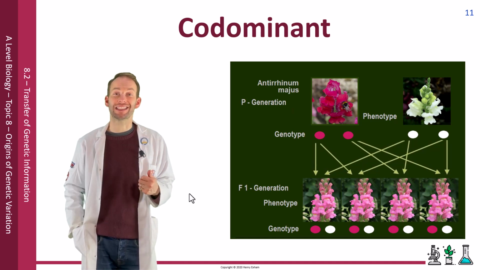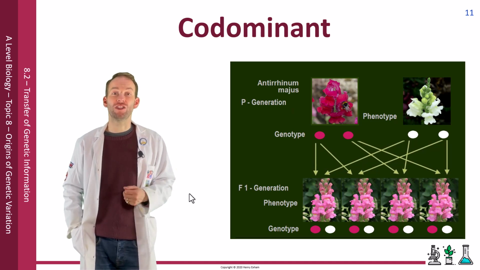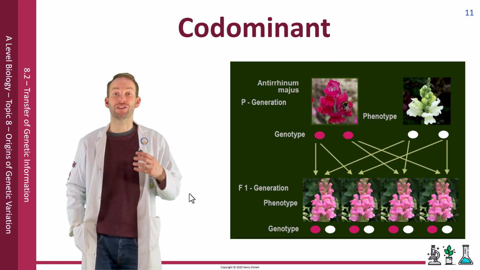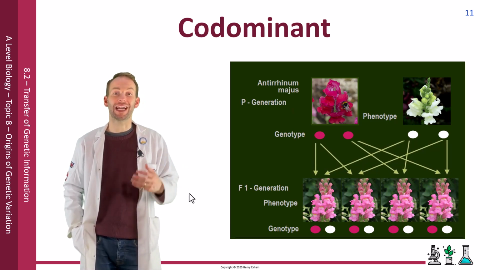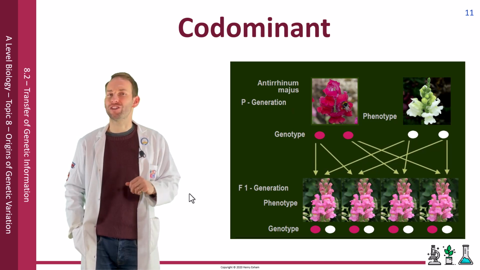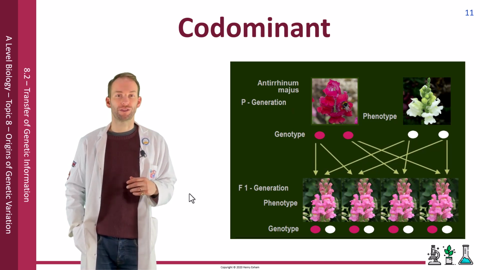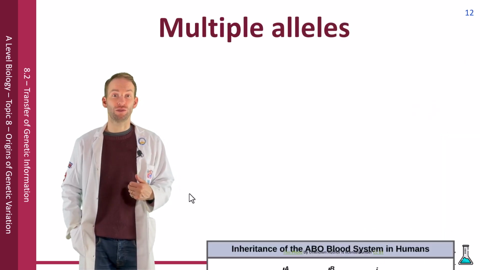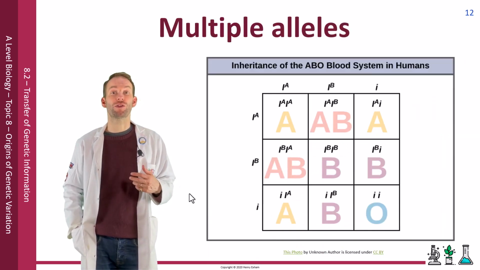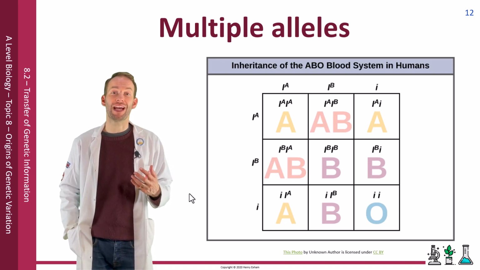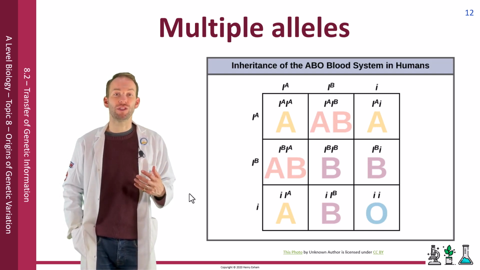Now, some characteristics are caused by what we call codominant alleles. Neither allele is recessive, so you end up showing a combination of each in your phenotype. For example, these snapdragon flowers have inherited one of each allele, dark pink and white, but the phenotype is a combination of both of them because those alleles are what we call codominant. Sometimes there's more than two alleles, so you might have three alleles, for example. This is what we call multiple alleles, and the best example of that is blood type in humans, where there are three alleles, A, B, and O.